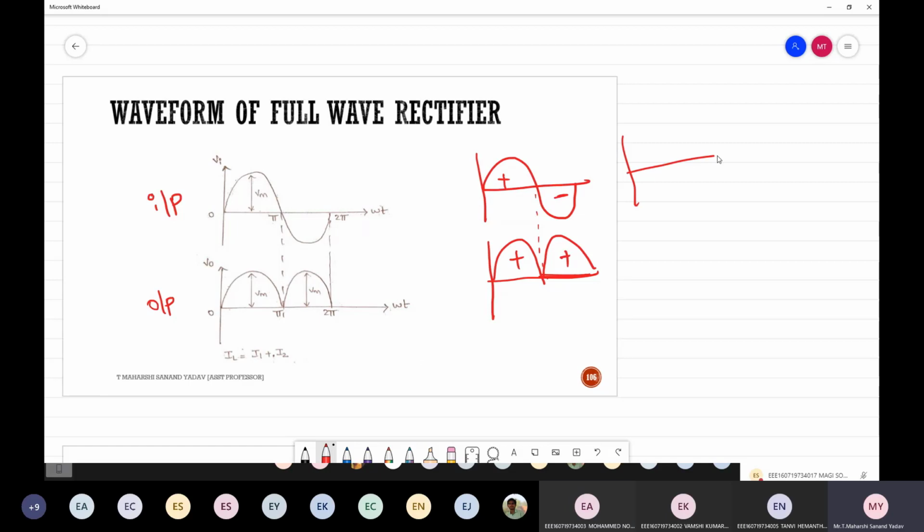See, generally AC is something which is alternating in nature. Means at each and every instant of time, the voltage will be different. Suppose I'm considering this as 2 volt, this is something like 4, and the peak is 5 volt. Suppose at time this is 0, this is 2, this is 4. Roughly, I'm taking some time intervals.